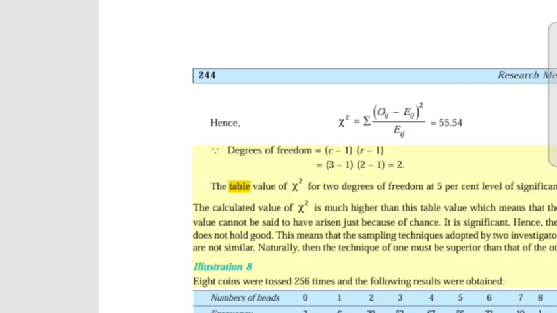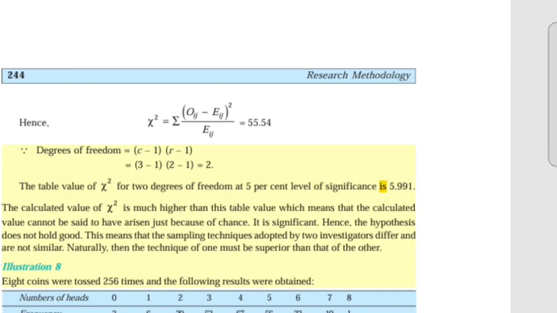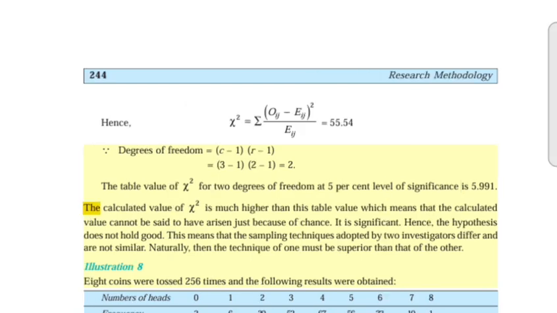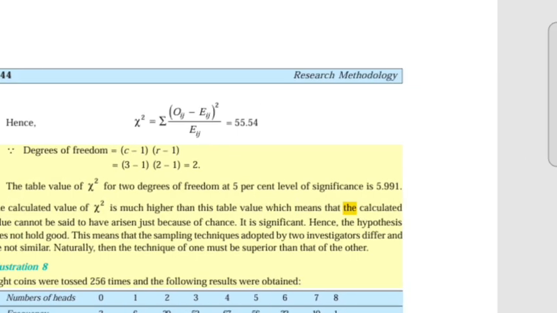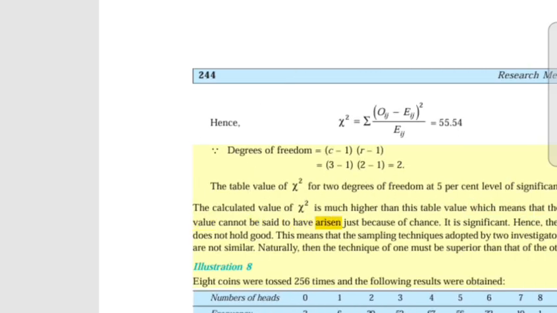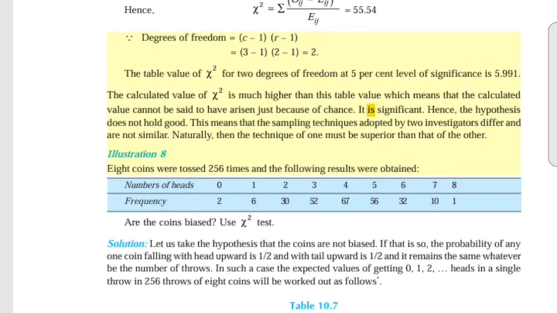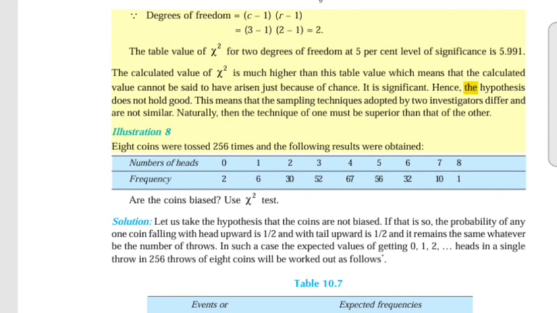The table value of chi2 for 2 degrees of freedom at 5% level of significance is 5.991. The calculated value of chi2 is much higher than this table value, which means that the calculated value cannot be said to have arisen just because of chance. It is significant. Hence, the hypothesis does not hold good. This means that the sampling techniques adopted by the two investigators differ and are not similar. Naturally, then, the technique of one must be superior to that of the other.